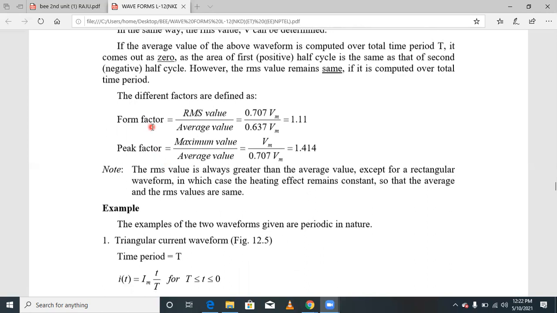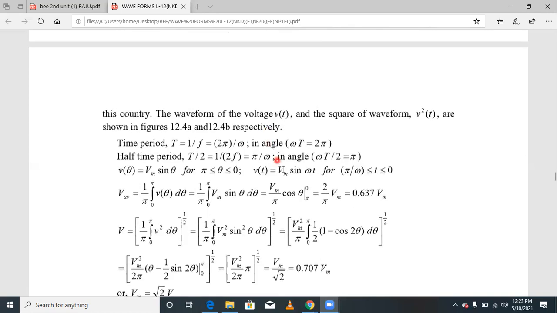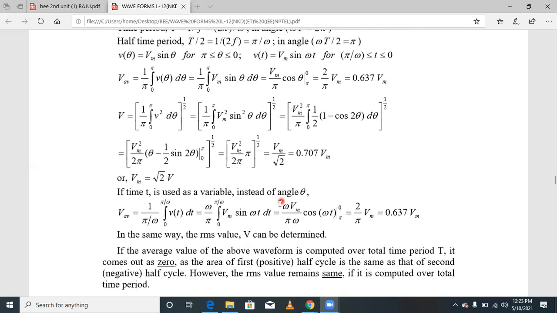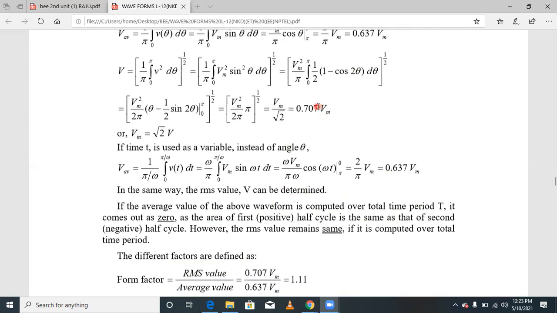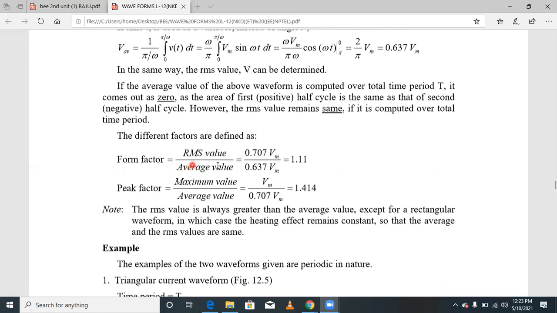For the different factors, I already explained the form factor. Form factor is equal to RMS value by average value. RMS value is Vm by root 2, that is 0.707 times Vm. Average value is 2 Vm by pi, that is 0.637 times Vm. Then form factor is RMS value by average value, Vm by root 2 divided by 2 Vm by pi. Calculating, you will get 1.11 as the form factor for a sinusoidal waveform.